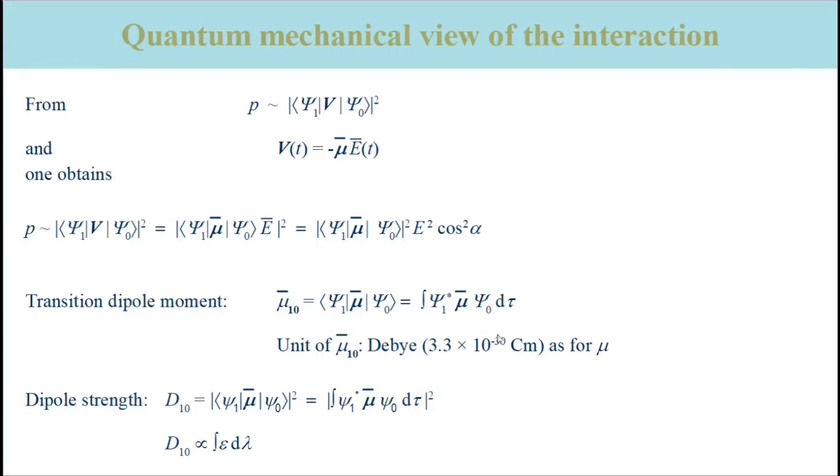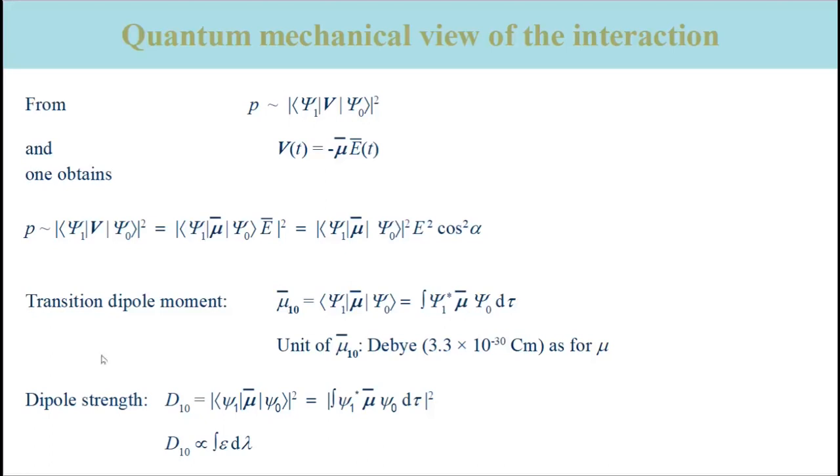The most common unit of the transition dipole moment is Debye. It is a unit in the CGS system, and the corresponding unit in the SI system is Coulomb times meter. Here's Debye and here's Coulomb times meter, and the conversion factor is given here for completeness. The transition dipole moment has the same unit as a classical dipole moment. As the classical dipole moment, it is also a vector.